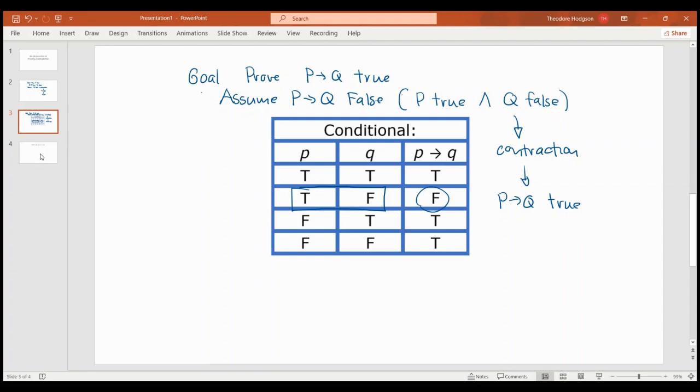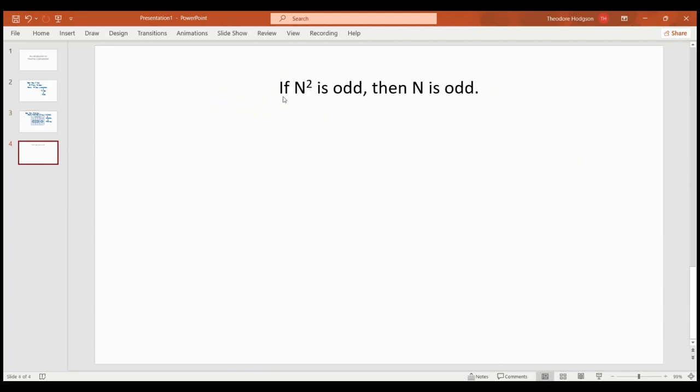So let's look at this in a fairly simple example. We'll look at a few more complicated ones in a bit. But the statement is a tough one. We've done this one by proof by contrapositive, but we'll do this one by proof by contradiction. The hypothesis, the P, is that n squared is an odd integer. The conclusion, our Q, is that n is an odd integer.